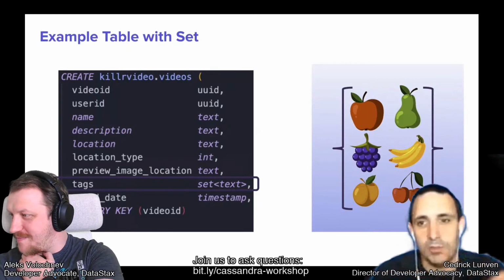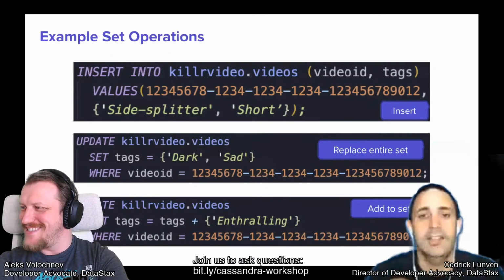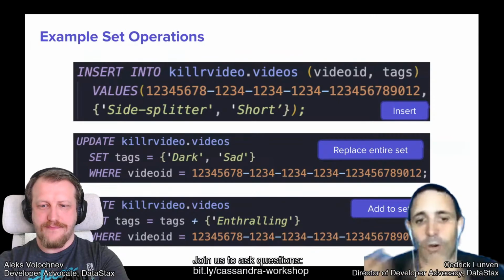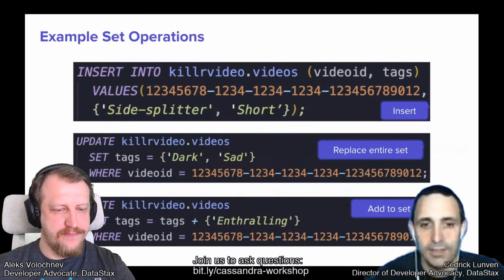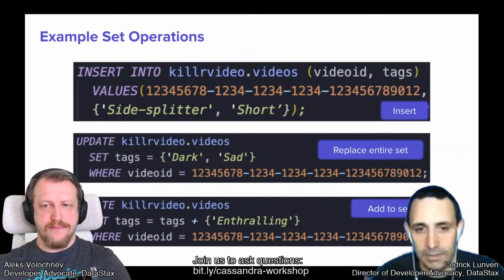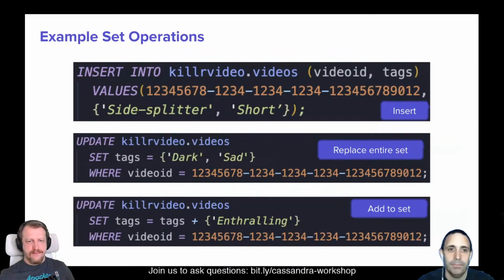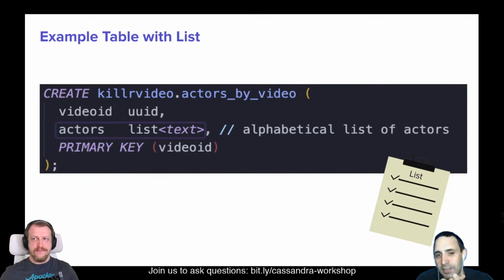And so how does it work? You can insert into a set using curly brackets like that. You can replace the entire set with update set, and you can add or remove items from a set using update set tags = tags + or tags -. Okay, and I'm using curly brackets. Okay, list. In a list, duplicates are not removed. We insert everything, nothing is removed, and the order is conserved. The insertion order is kept.